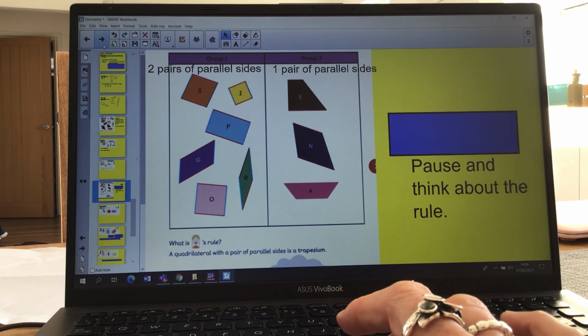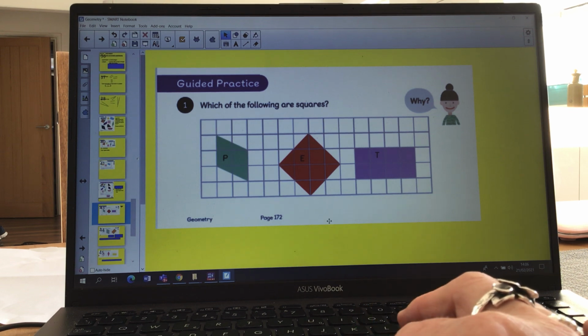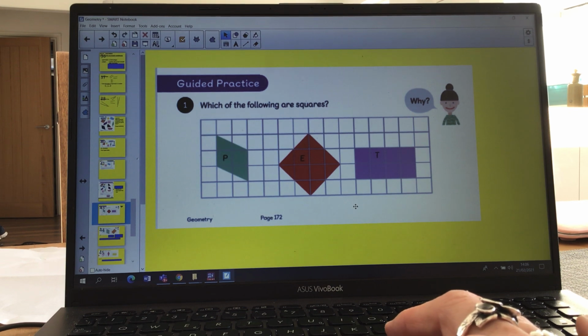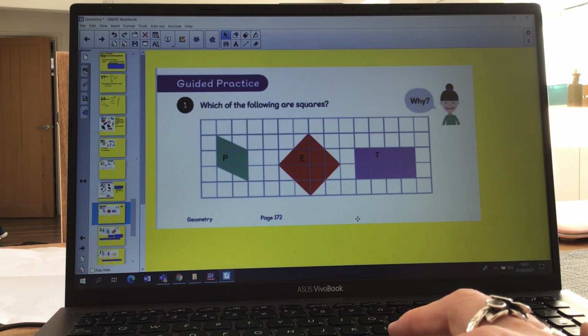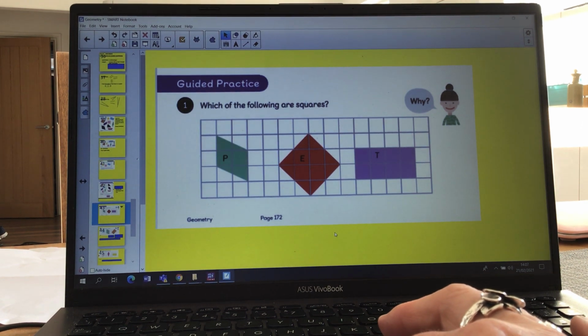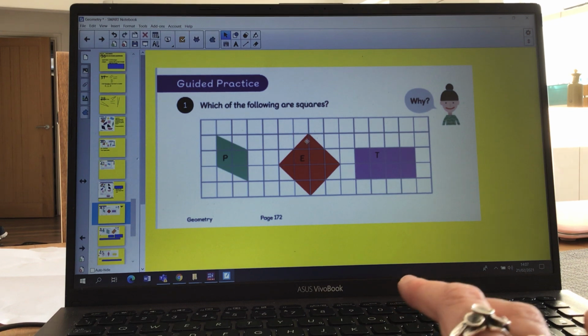You need to remember that for later in your task. Which of the following are squares and why? So we've got 3 shapes, and we know they're 4-sided shapes, and we've got some on here that are squares and some that are not. So think, which of these are squares? Right, well, if you're thinking at home, it's E. It's correct. E is the only square. It has 4 equal sides, and it has those right angles as well.